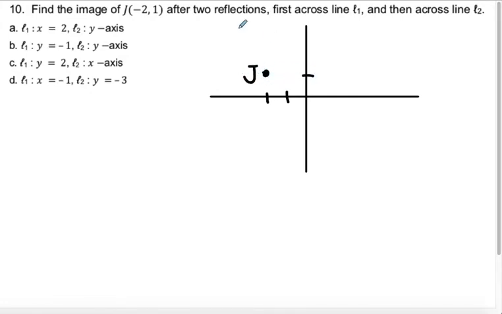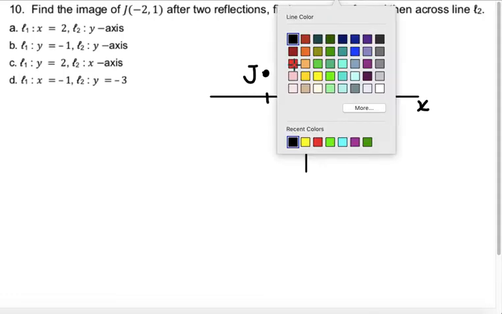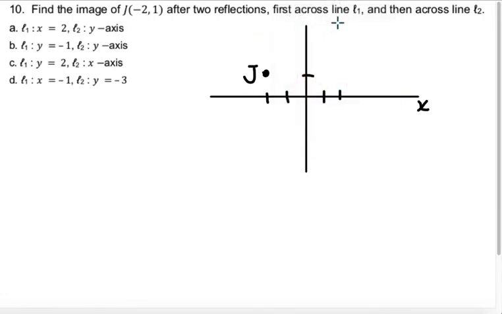What they want you to do is reflect across the first line and then reflect across the second line. So let's do letter A. I want to reflect J over the line x equals 2. Remember, this is the x-axis, and this is x equals 2. If I draw a line right down the middle, I'm going to color it red. That line represents x equals 2.